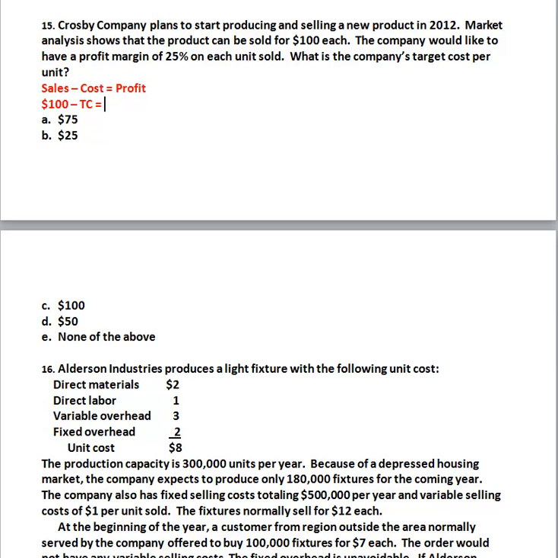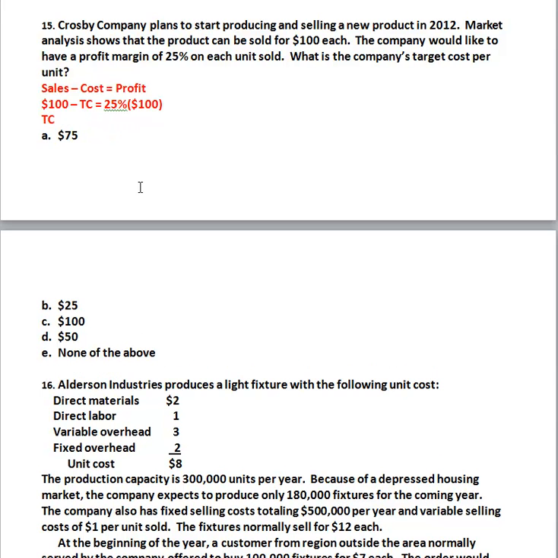Because we know that we want our profit to be 25% of $100, right? Because margin, we know, is a percentage of the sales revenue from the previous problem. So we basically want to have a profit of $25 per unit sold. So in order to do that, your target cost has to be $75, right? So if the profit is 25 and the sales is 100, then you have to try to produce that product for $75 a piece.